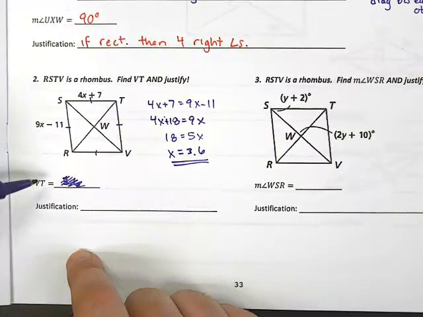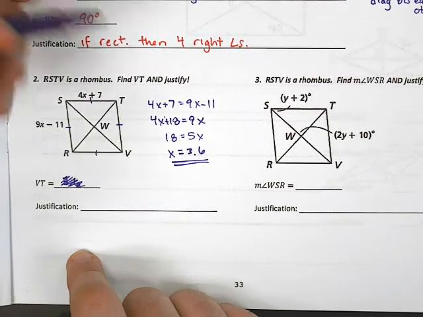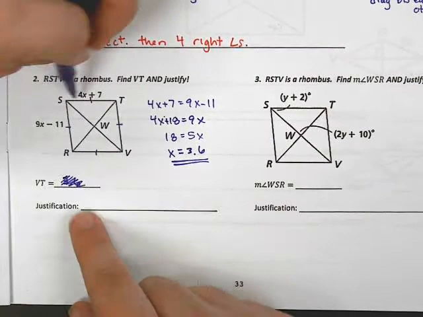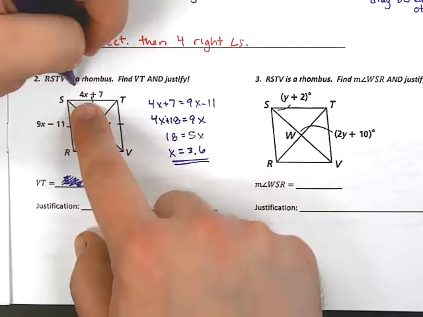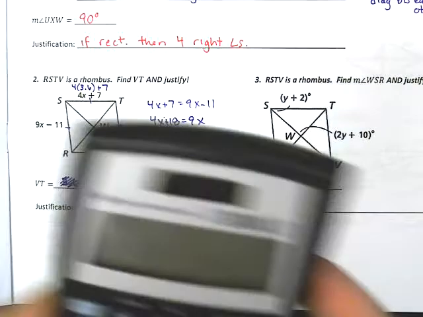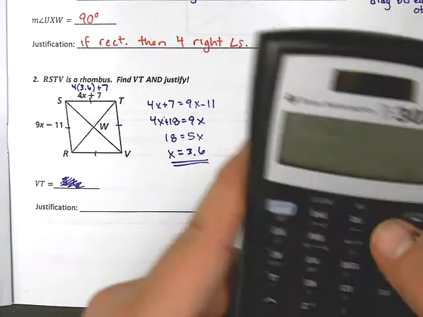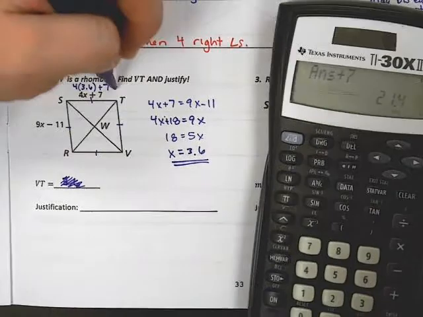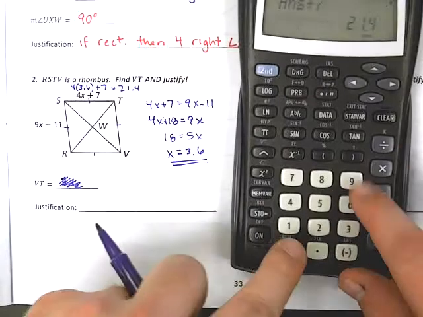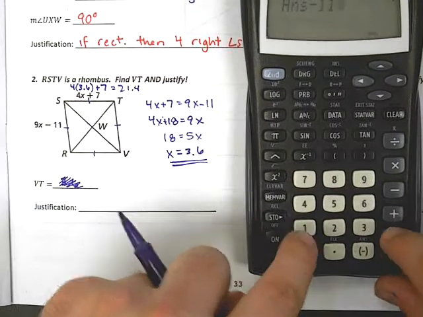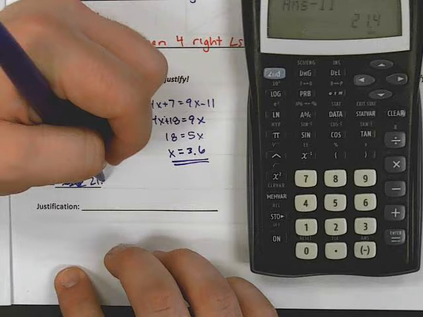All right, VT is a side. So just remember, all the sides are congruent. So does it matter where you plug in? It shouldn't. As long as you plug into one, you should get the other. I like multiplying by 4 more, so I'm going to do 4 times 3.6 and then add 7. I'm getting 21.4. Let's just double check. 9 times 3.6 minus 11 is also 21.4. Okay, there we go. 21.4.